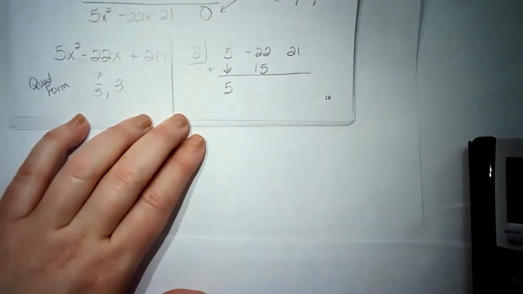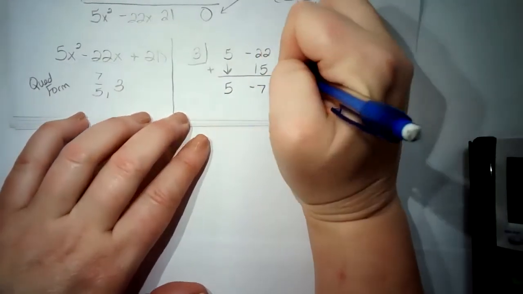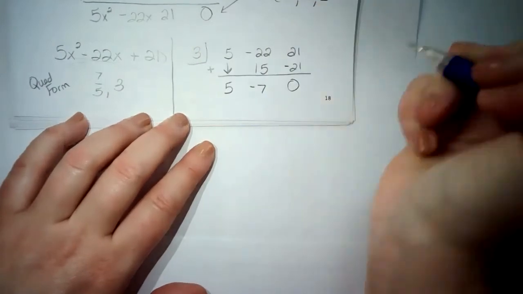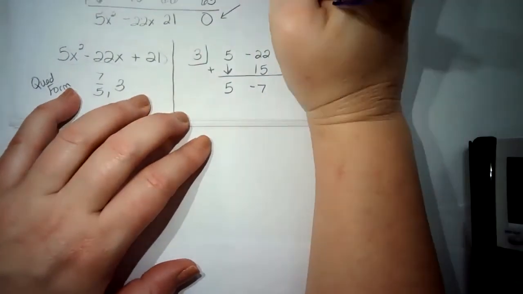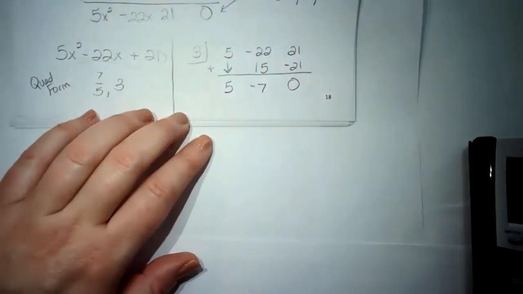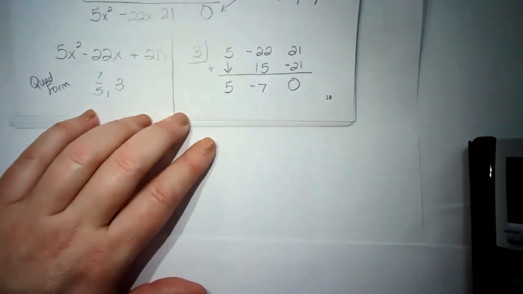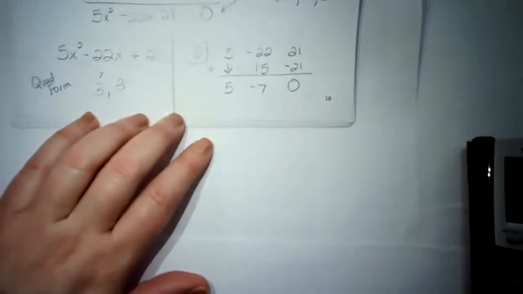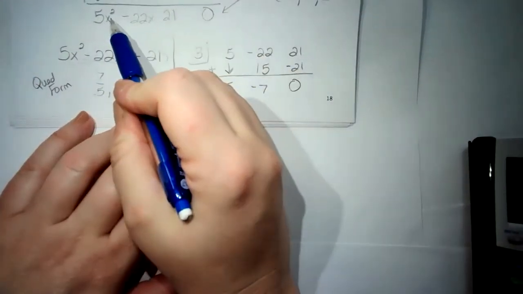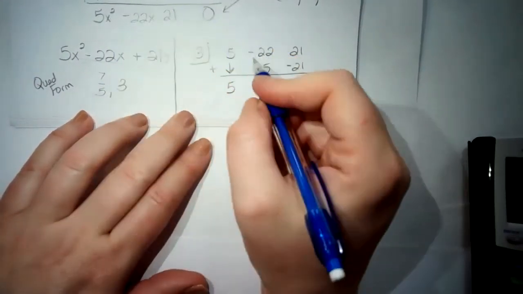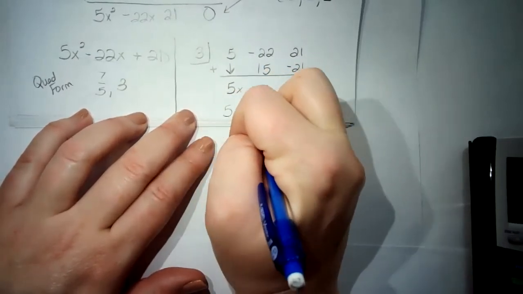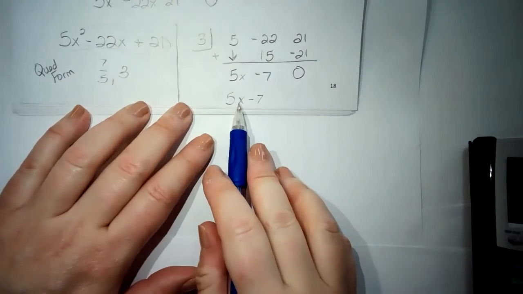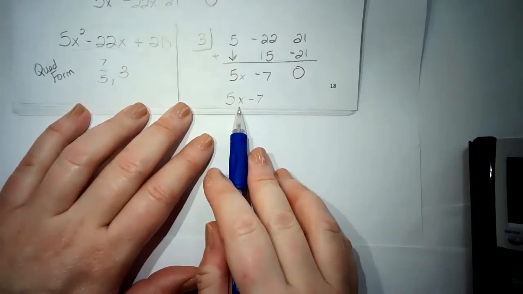Multiply. Okay, 15, -22, that's -7. Sure enough, it's also a 0. So I'm going to come up here and put 3 into my little area. Okay, so we started with a cube. We knocked it down to a square. Now this is just going to be an x. So now my answer, my poly, is 5x minus 7.